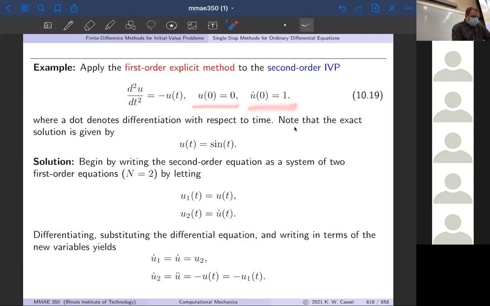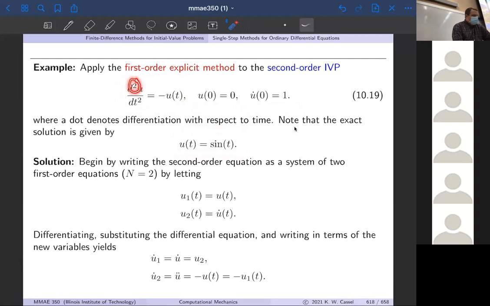Okay, so the first thing I need to do is convert this second order equation to a system of first order equations. Here is the exact solution. Again, you can impress your Math 252 professor by showing how to solve this with those initial conditions and get this as the exact solution. Great practice and never a waste of time. All right, so how do we do the conversion? Capital N now is 2.